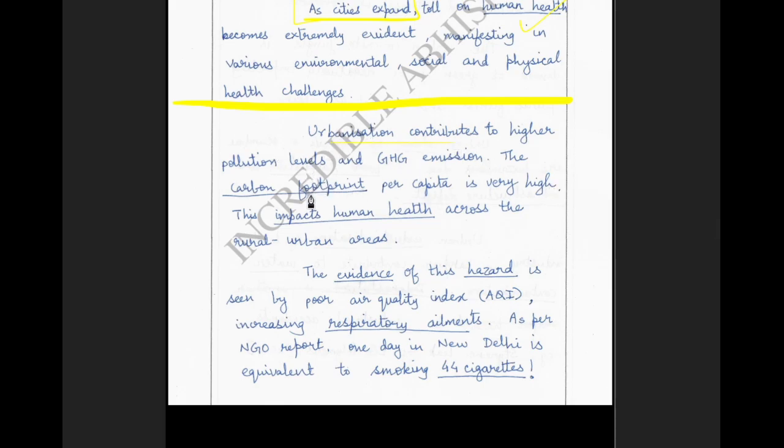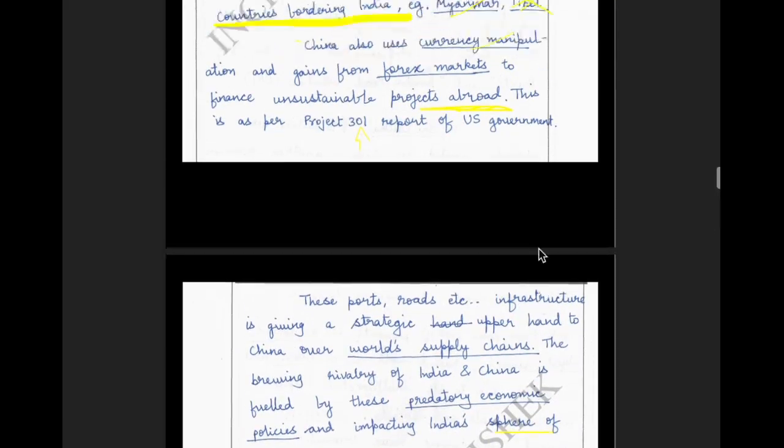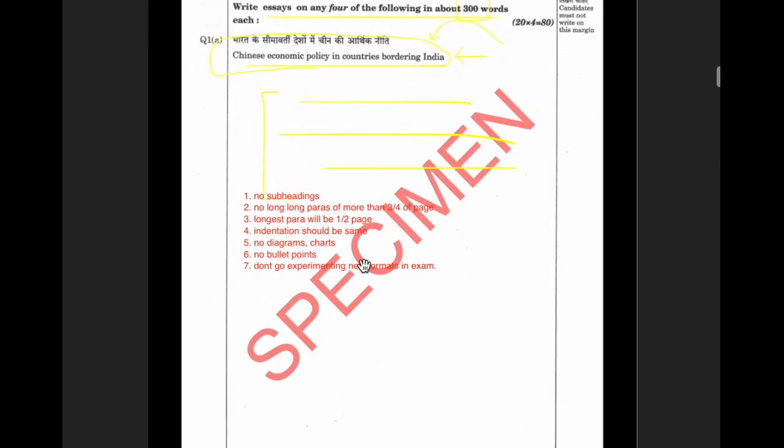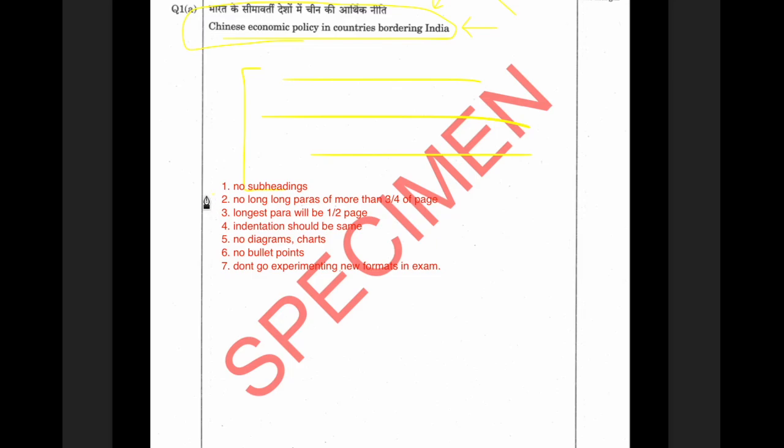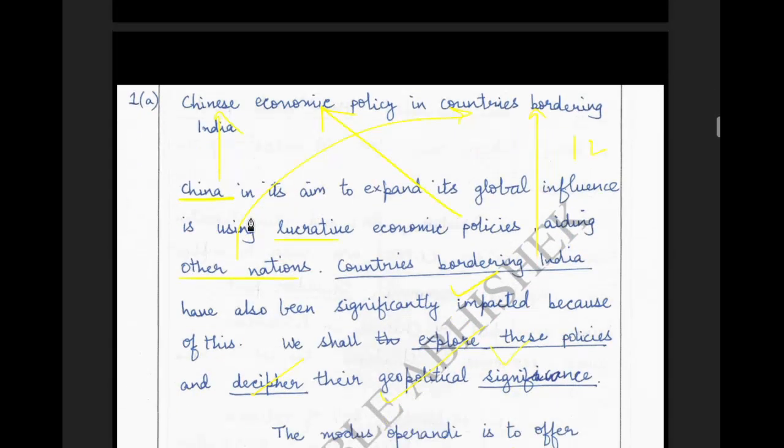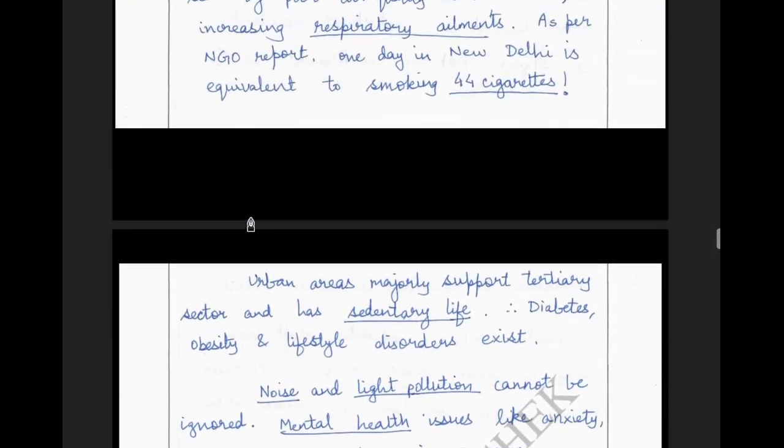Urbanization continues to emit higher pollution, GHG, carbon footprint per capita is very high. This impacts human health across the rural urban areas. He has written two sentences and he has used the third sentence to connect these two sentences to the topic asked. Now you see, this is a perfect example of a small, clean and short paragraph which I spoke to you about when I was discussing QCABs, that you should not write long paragraphs.